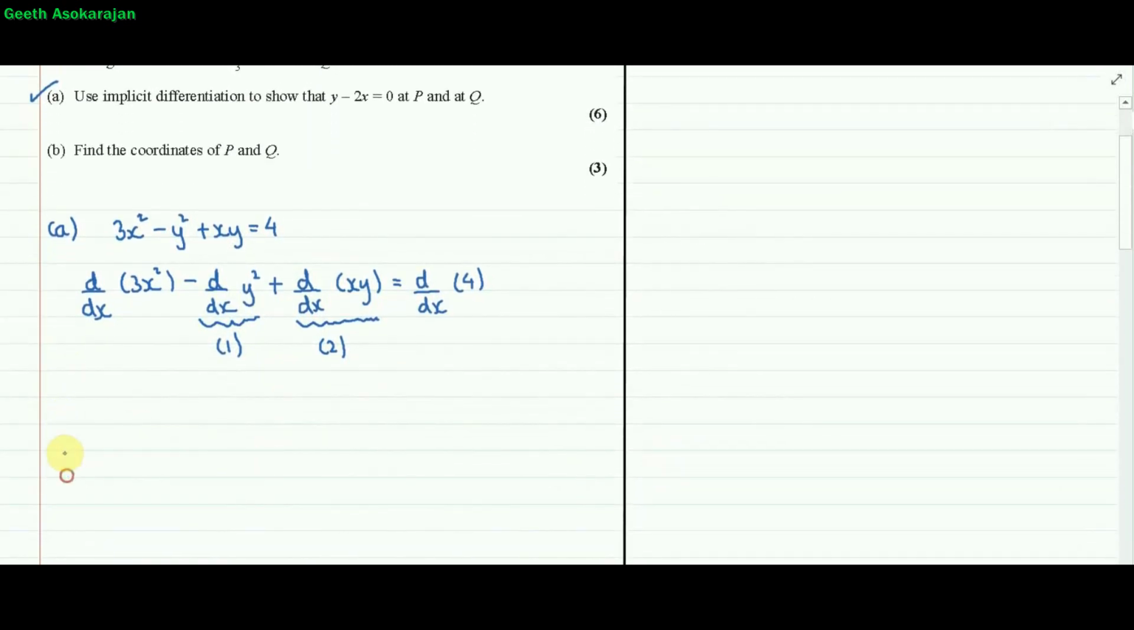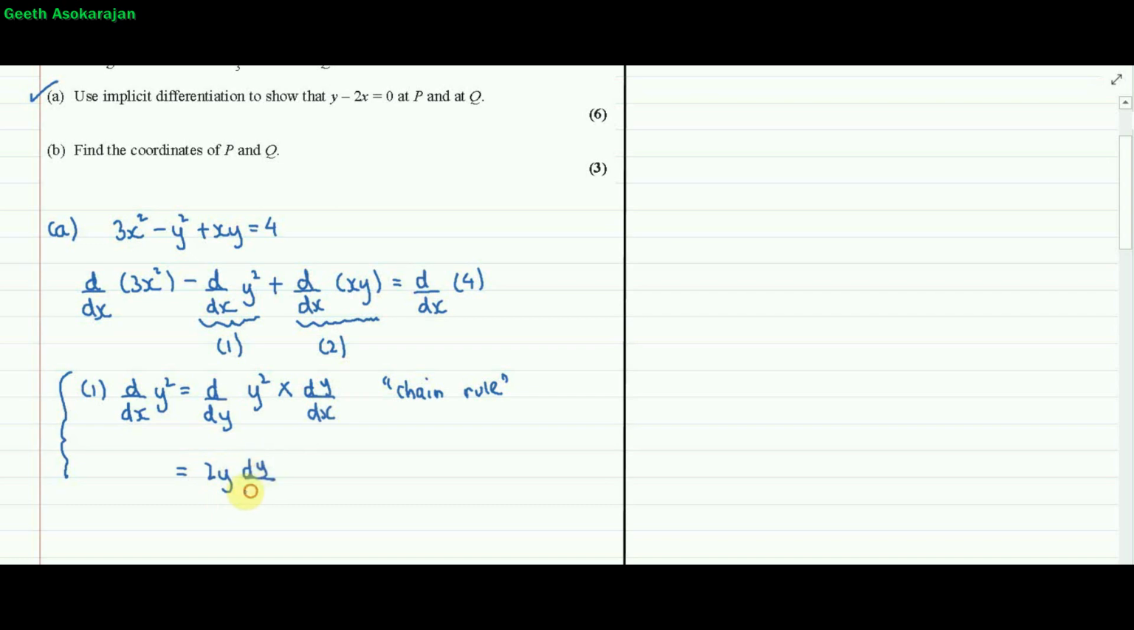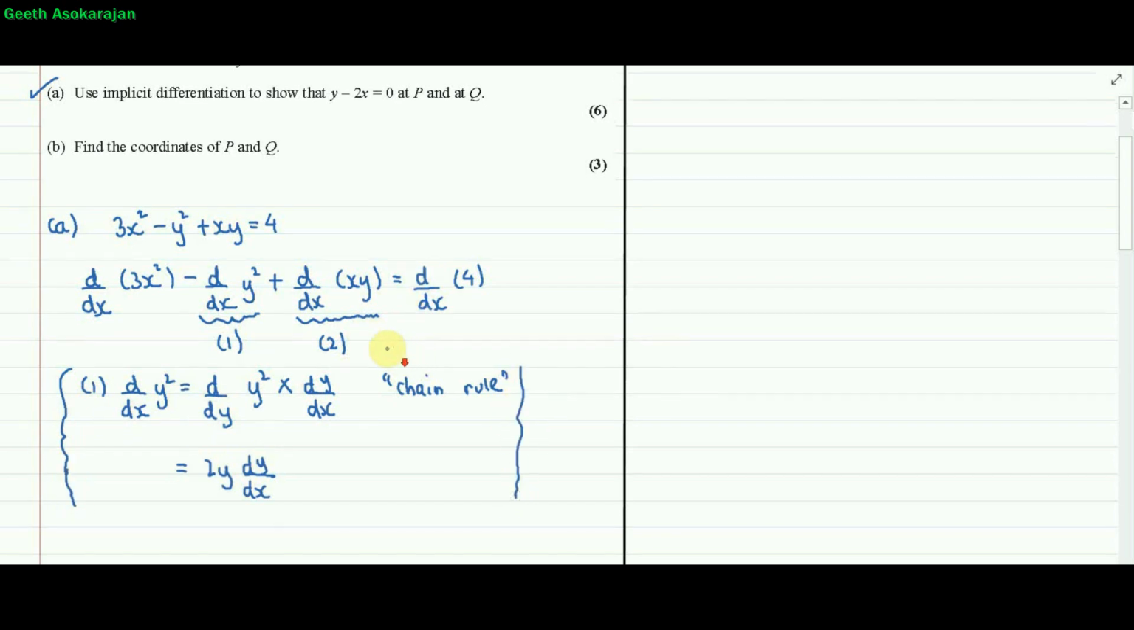So firstly, a side calculation for number 1, d by dx of y squared. Now to differentiate y squared with respect to x, we need to use the chain rule. So first we differentiate y squared with respect to y, and then we multiply by dy over dx. So once again we do this using the chain rule. Okay, so let's go one stage further. When I differentiate y squared with respect to y, it's 2y multiplied by, in this case, dy over dx. So 2y dy over dx for number 1. So that completes the side calculation for number 1.